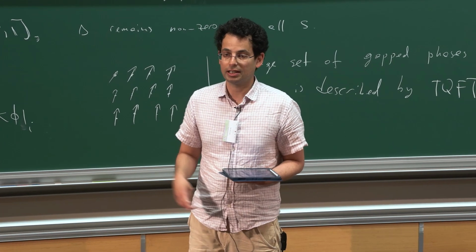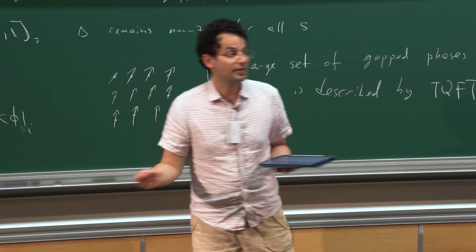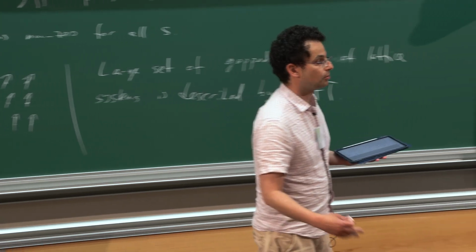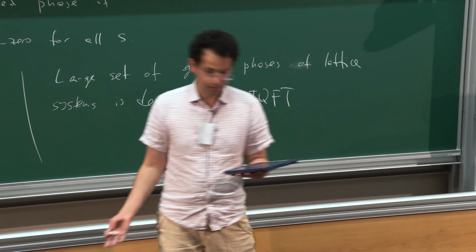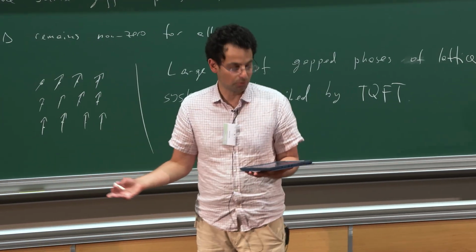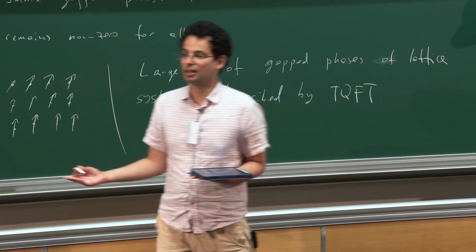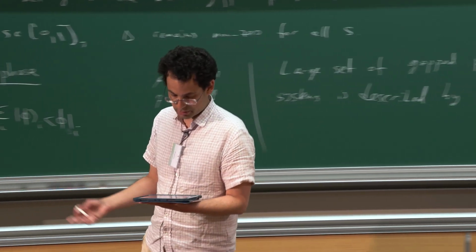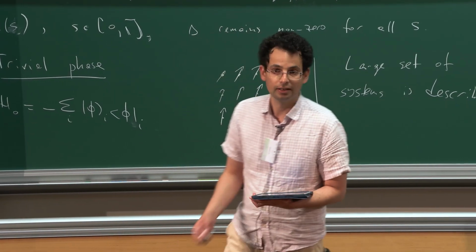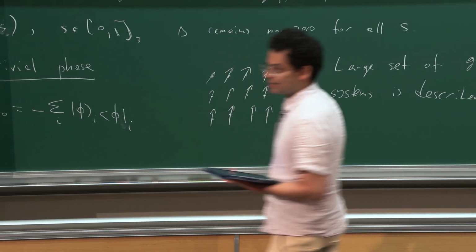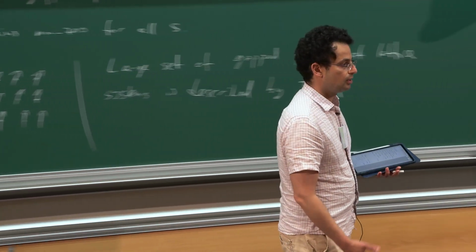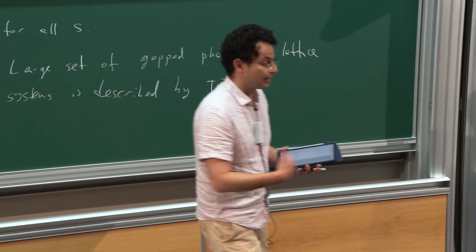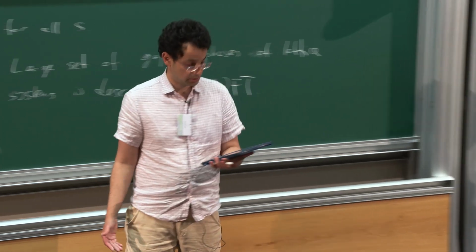Now, it turns out that gapped phases in general are a bit too complicated for me, so I'm going to simplify things even more. I'm going to talk about a special class of gapped phases, which we call invertible phases. And these are the phases that will have a direct connection with Toft anomalies, as we'll see.